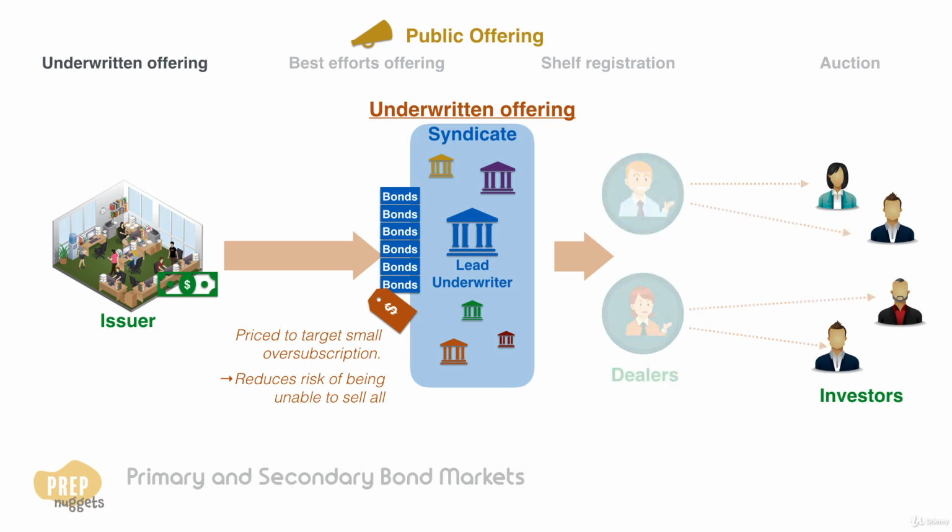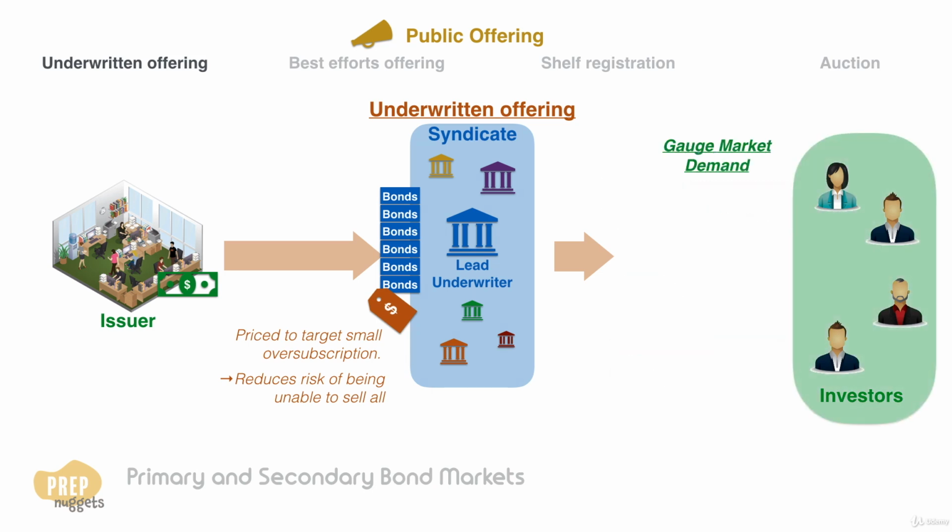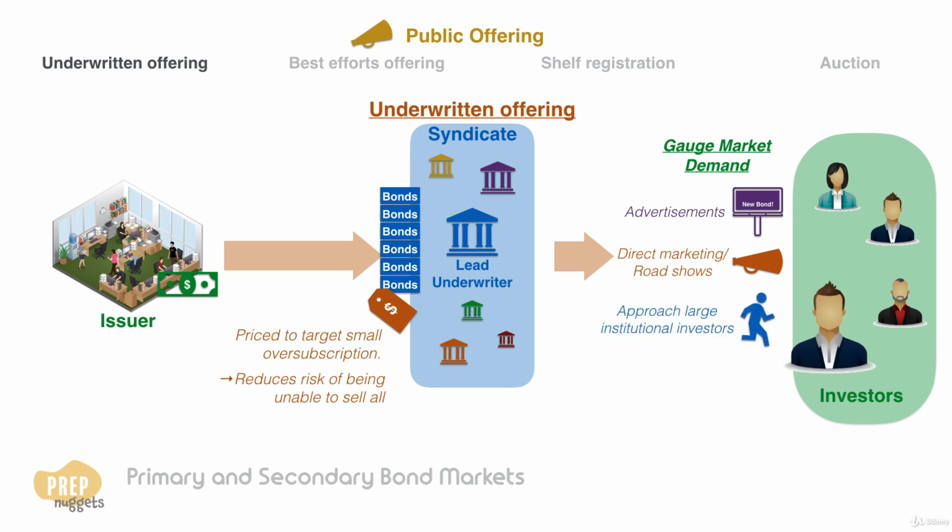To assess market demand and therefore determine the appropriate pricing, underwriters can take various approaches. The underwriter can publicize through advertisements or through direct marketing and roadshows aimed at international investors such as pension funds and insurance companies. The underwriter may also approach large institutional investors and discuss with them the kind of bond issues they are willing to buy. These buyers are known as the anchor investors.